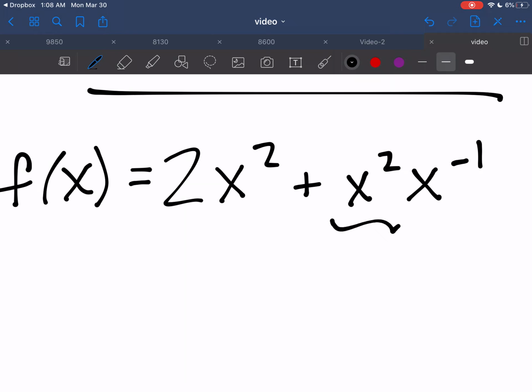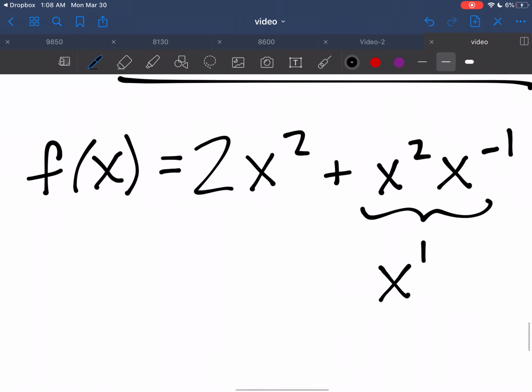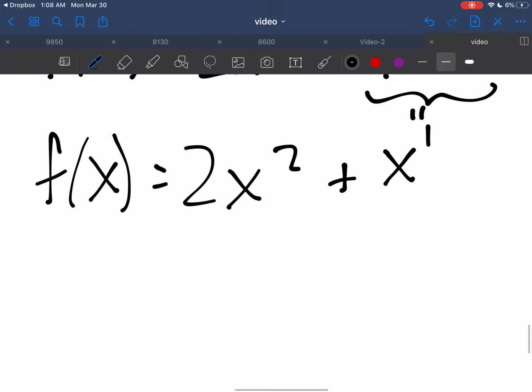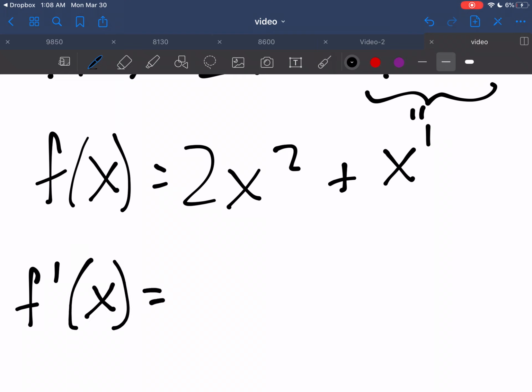Okay, and this piece simplifies to be x to the 1 because you add your exponents. So you have f of x is equal to 2x squared plus x to the 1. Alright, so we'll take the first derivative of that. It is 4x, because we bring the 2 down, and then 2 times 2 is 4, and then 2 minus 1 is just 1.